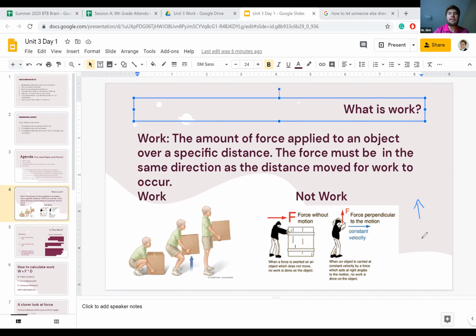But when you're walking with them, you're no longer moving them up. Your force is still up. When you're picking them up, the force, F, is up and the distance, D, is up, because you're moving them up. But when you're walking with them, your force is still holding them up, but you're no longer raising them higher. Your distance is in a different direction than the force.